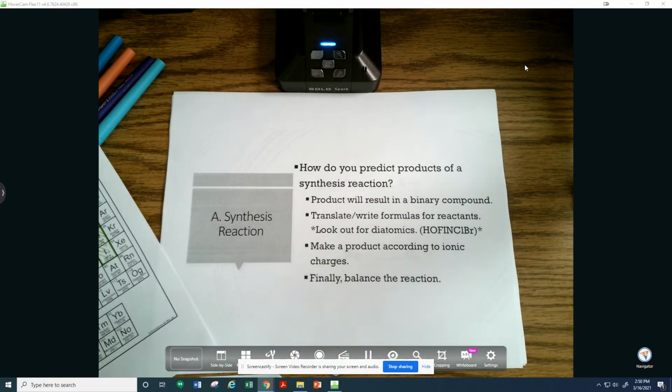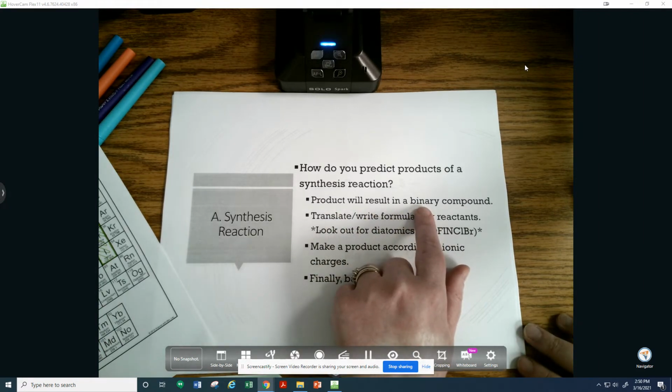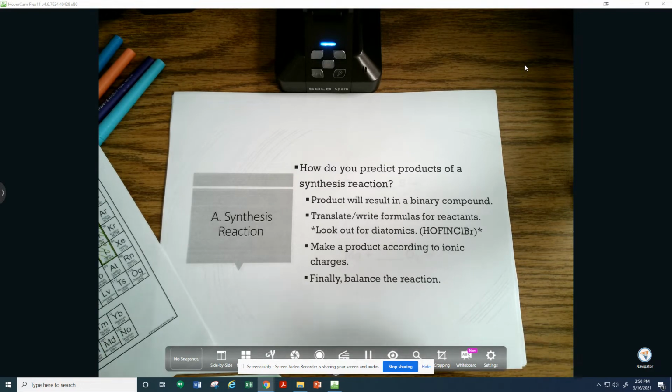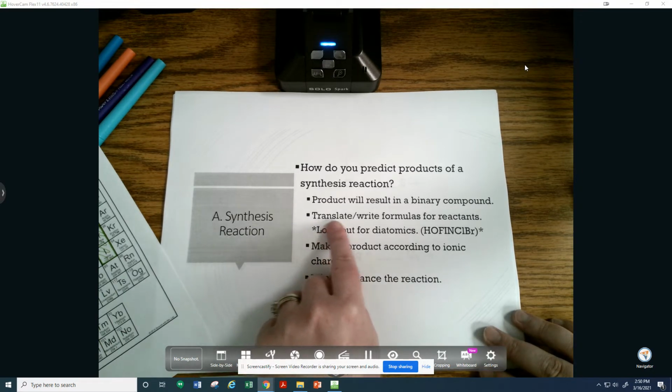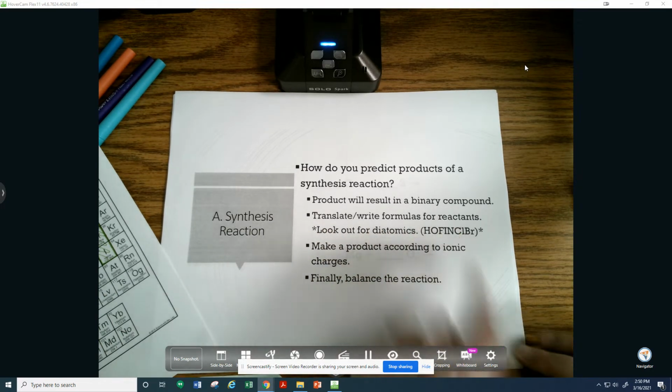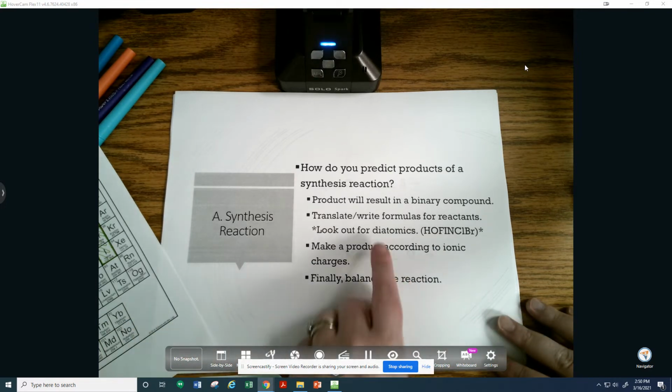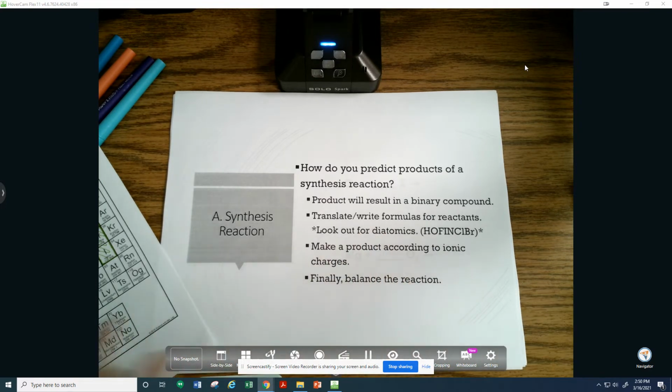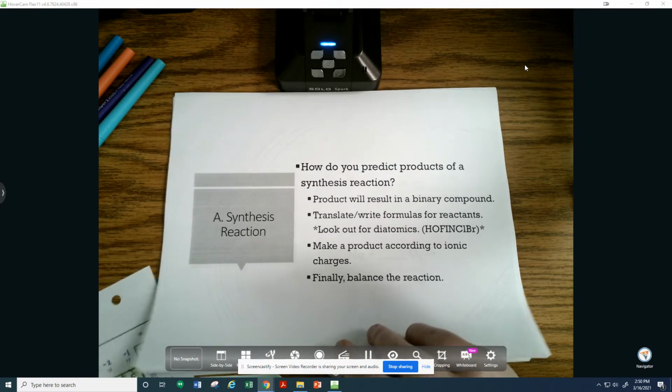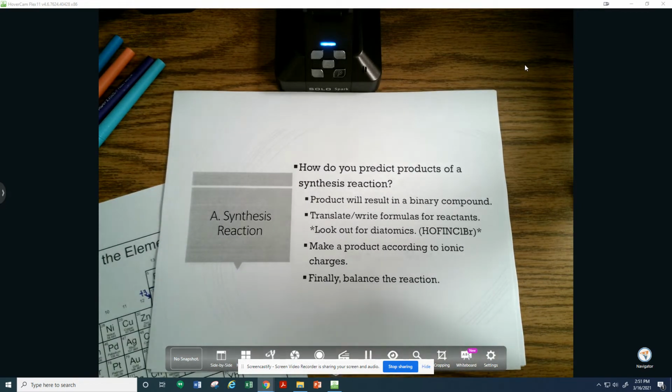So when we predict products for a synthesis reaction, the product that's going to result right now is a binary compound. So it's going to be made out of 2 things, and those 2 things are going to be a cation and an anion. So when we start, we need to translate or write the formula of the reactants if they're not provided. And we need to look out for these 7 elements called diatomics. We saw these a little bit in our Lewis structures. I just didn't really call them outright diatomics.